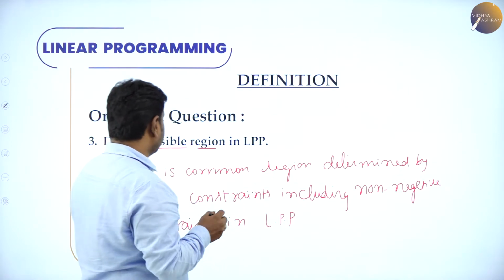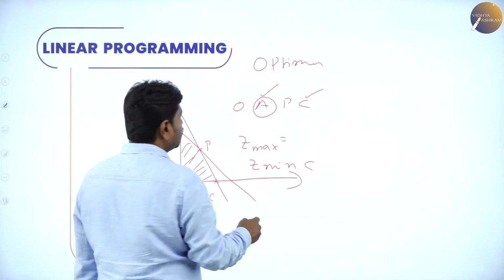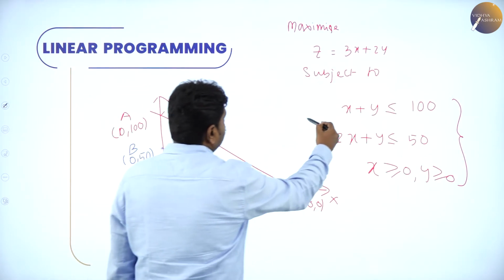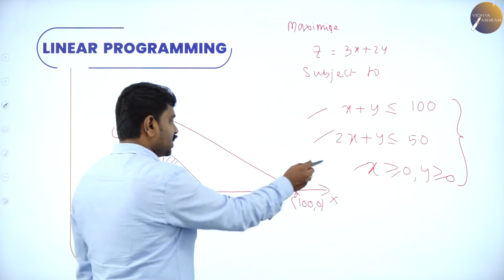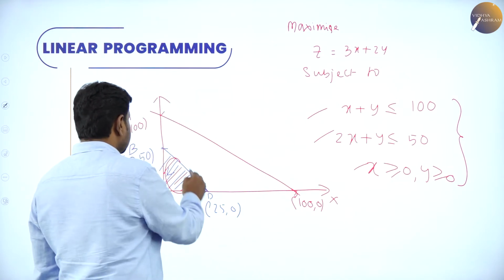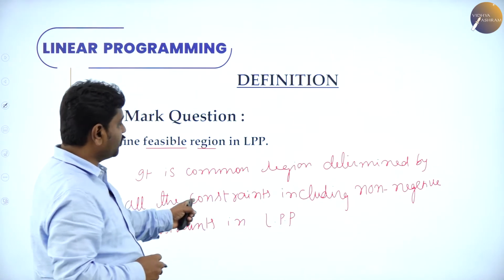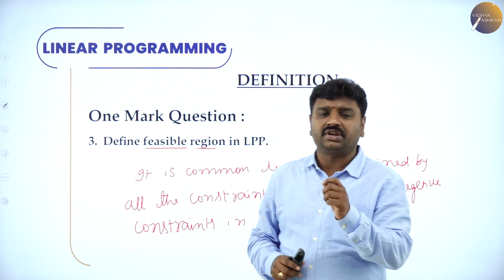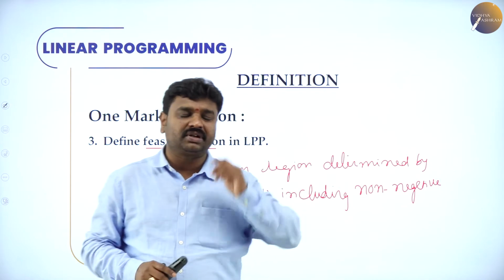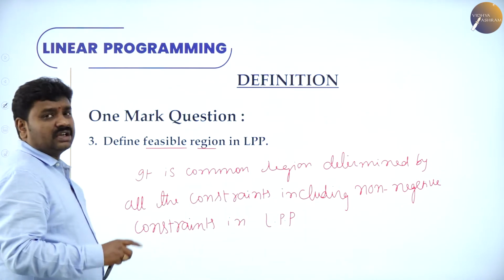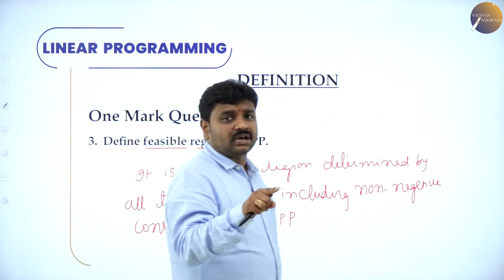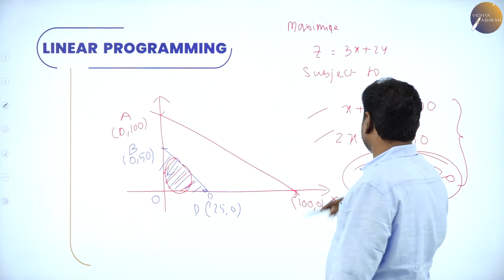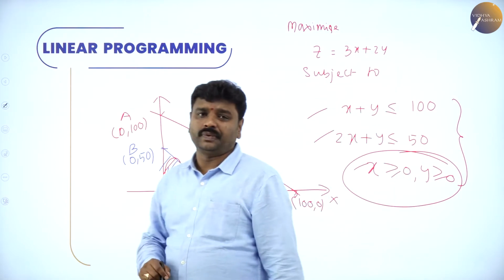What is the feasible region? The common region determined by all the constraints. So in this problem, I gave constraints 1, 2, and 3, and this is non-negative. All 3 constraints determine this common region. The common region determined by all the constraints including non-negative constraints is called the feasible region. Your solution lies in the feasible region. Remember that. Non-negative constraints means x greater than or equal to 0, y greater than or equal to 0.